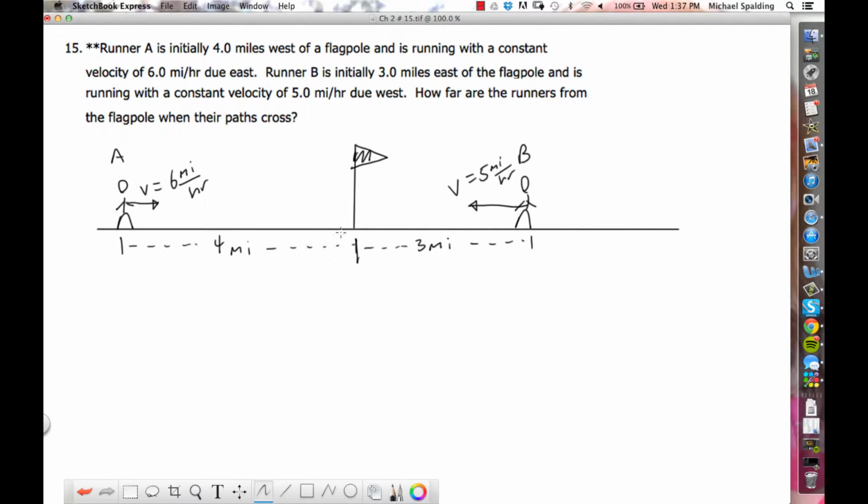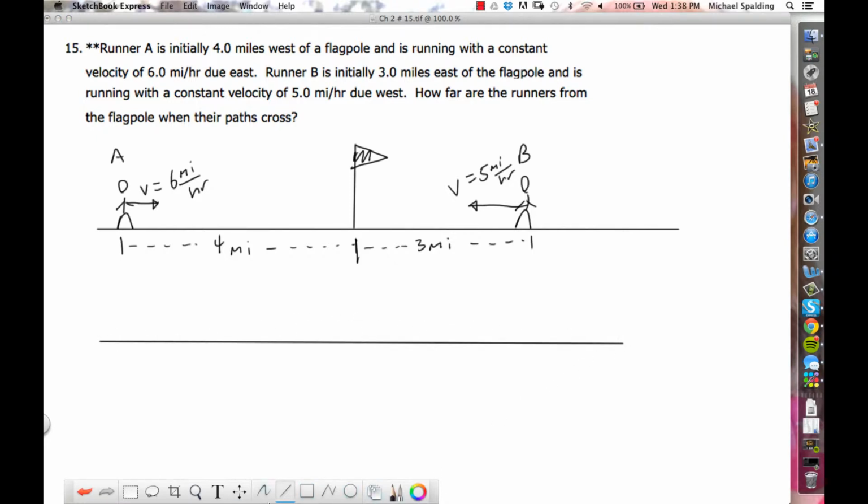So for starters, you know what? The flagpole really has nothing to do with it initially. Forget about the flagpole. Pretend like the flagpole is not even here just for a moment. Let's figure out when these guys are going to meet. So I think the easiest way to do this is like this. Instead of it being 2 people, just make it 1 person.